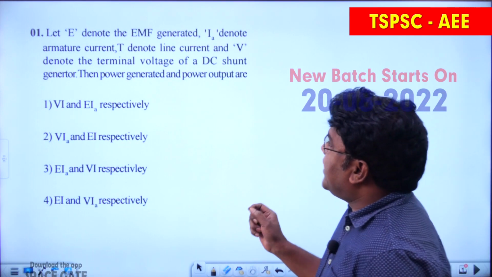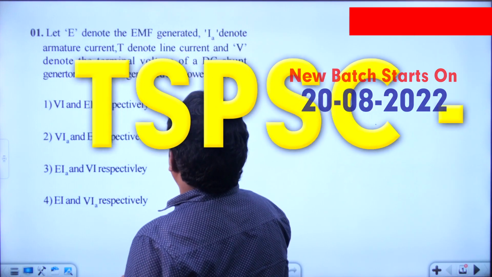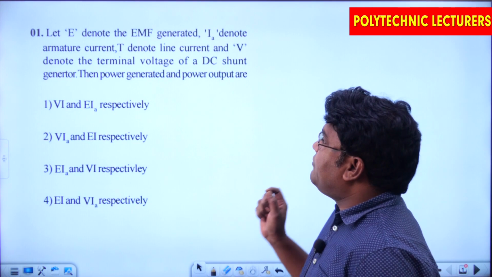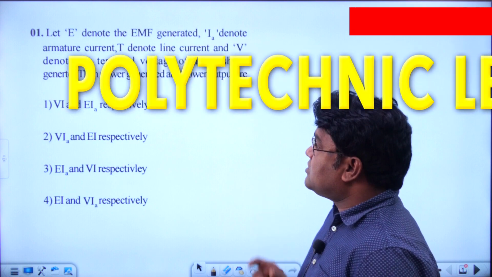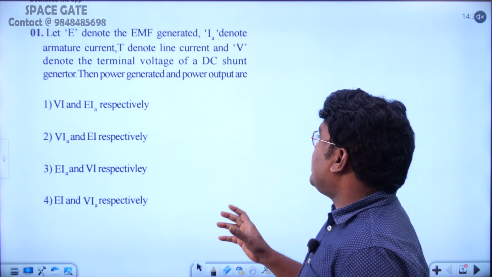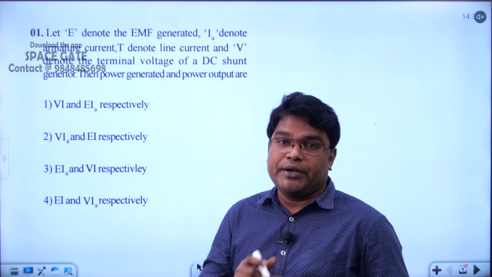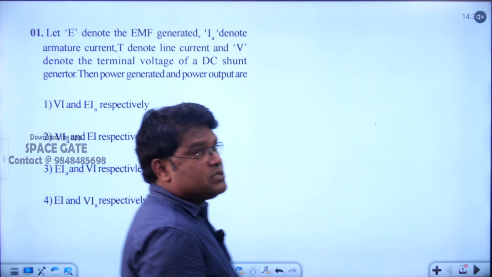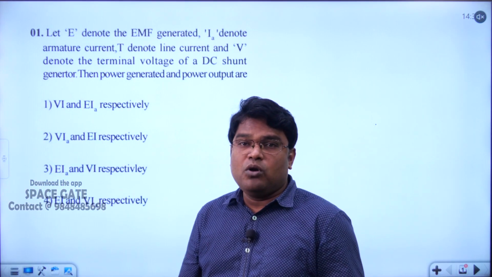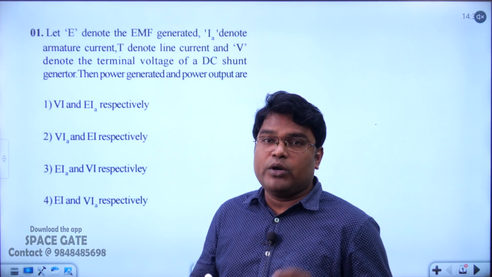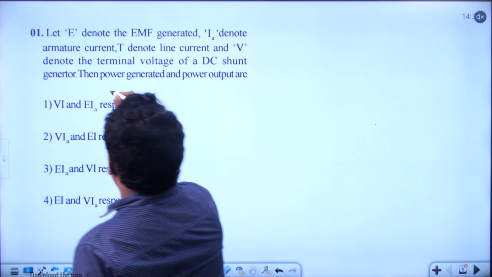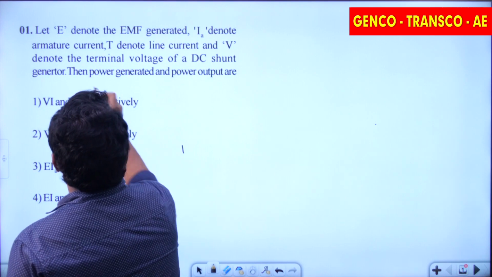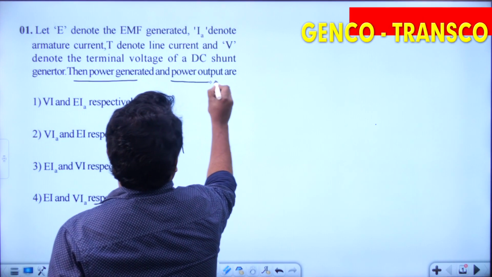The question is: let E denote the EMF generated, Ia denote the armature current, I denote the line current, and V denote the terminal voltage of the DC generator. Then, power generated and power output of the generator. So this question belongs to the concept of DC generators. Options are given in terms of the generated voltage, armature current, and terminal voltage of the generator. First, we require the generated voltage of the generator.